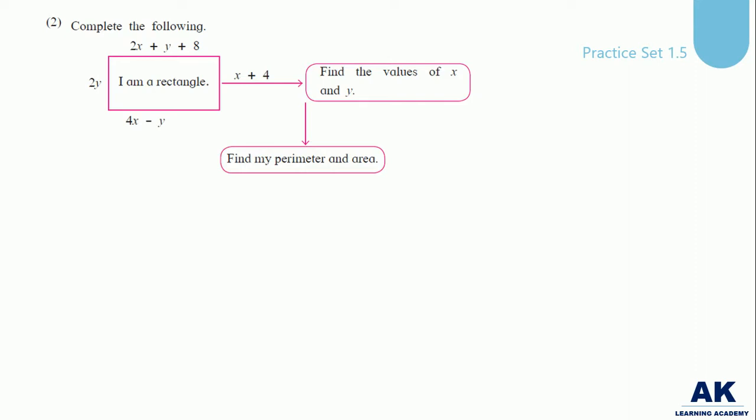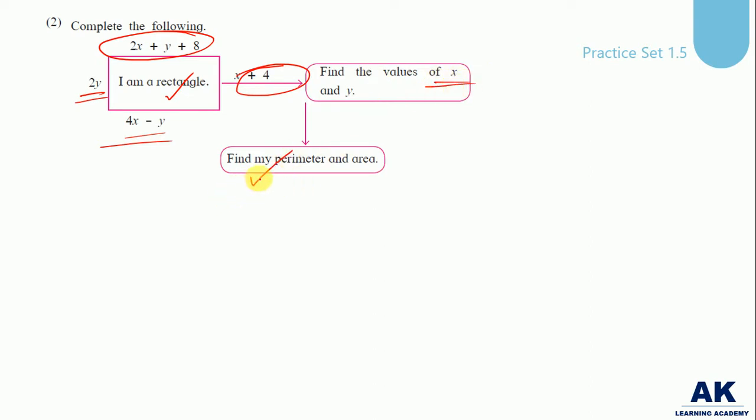So let's consider this is a rectangle, right? Here, given it is a rectangle. The left hand side is given as 2y, then x plus 4. On top of the rectangle it is 2x plus y plus 8, and on the bottom side of the rectangle it is 4x minus y. Okay, you have to find the value of x and you have to find the perimeter and the area.